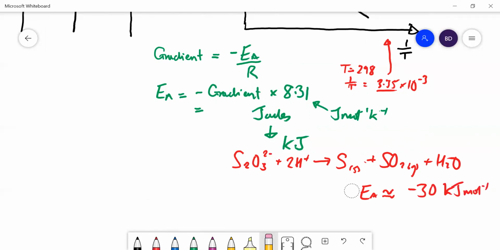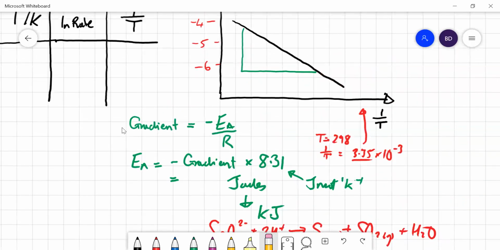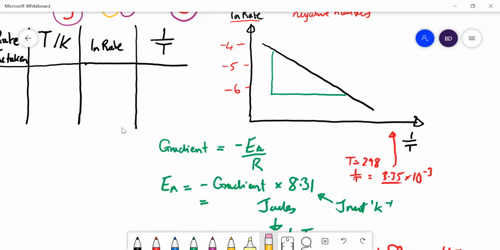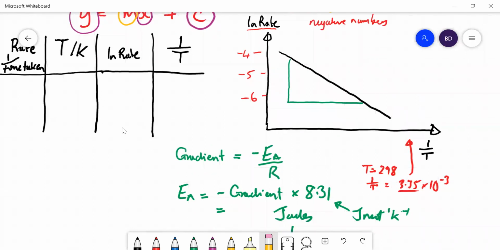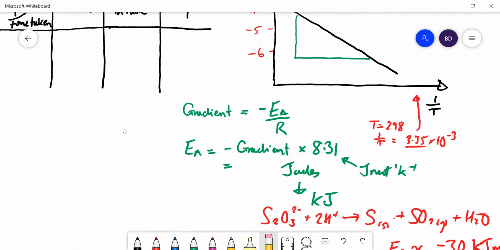So do be really careful doing that Arrhenius equation. It's just the numbers on these scales do tend to be very awkward to plot. Okay, we'll leave it there.